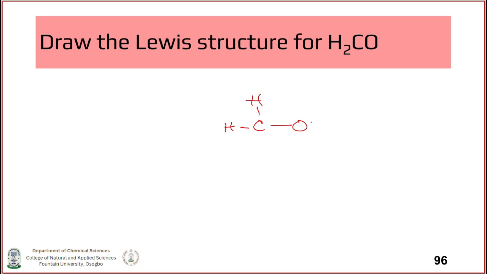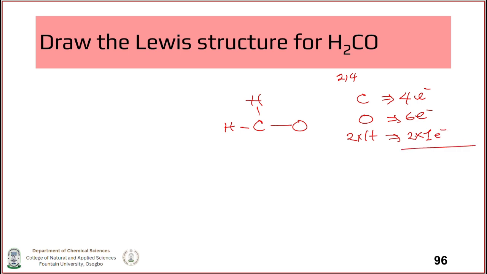Before we do this, we are supposed to know the total number of electrons that are needed for this Lewis structure. Carbon will have 4 valence electrons. Remember, it's 2, 4 for carbon because it's element number 6. For oxygen, 6 valence electrons. For hydrogen, there are 2 hydrogen atoms, so we are going to have 2 times 1 valence electron, making 2 for hydrogen. So 6 plus 4, that is 10, plus 2, that's a total number of 12 electrons.